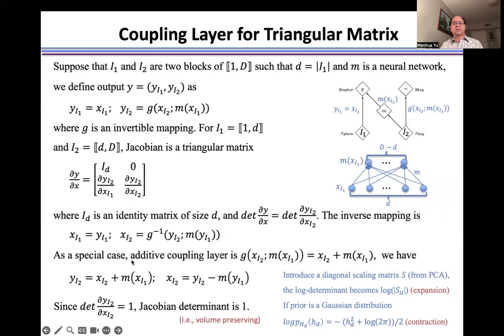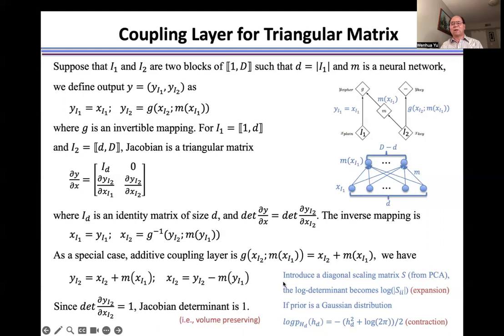As a special case, for the additive coupling layer, this g is equal to x_I2 plus m(x_I1). So we have this mapping and inverse mapping here. Since this derivative is equal to 1, the Jacobian determinant is 1, namely, it's volume preserving, which means no expansion at all.